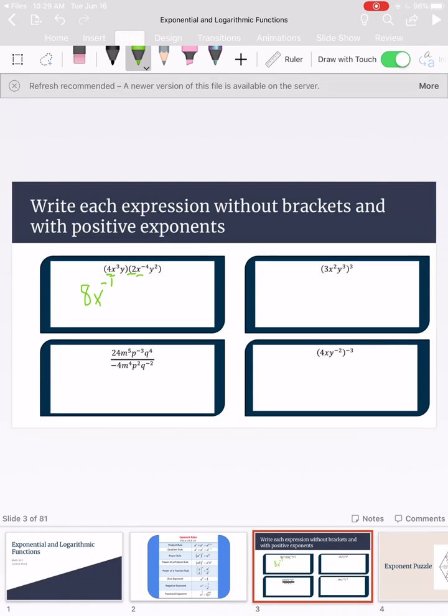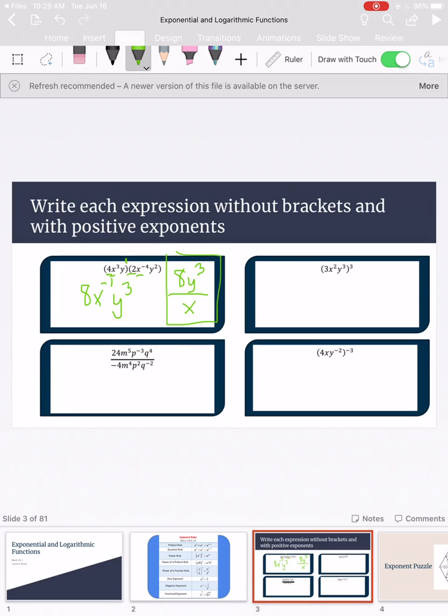Now we're going to do the same with the y variables. So if you don't see an exponent, you should always assume it's 1. So I have y to the 1 plus y to the 2, which gives me y to the 3. When we're simplifying, we're not going to leave the negative exponent there. So what we're going to do is bring that x to the denominator. So then our final answer is 8y to the power of 3 over x.